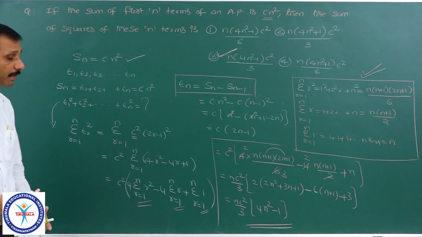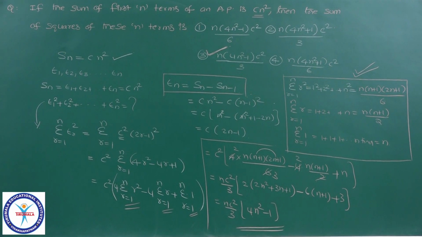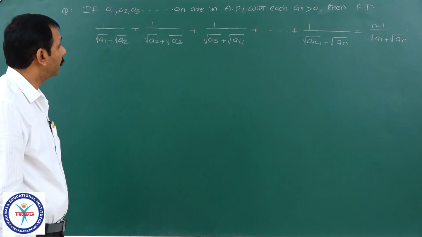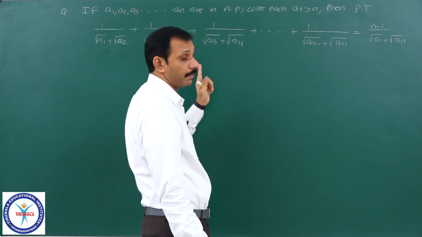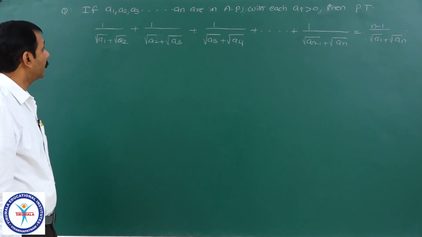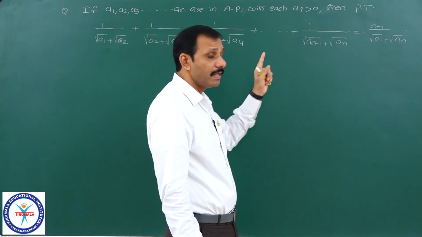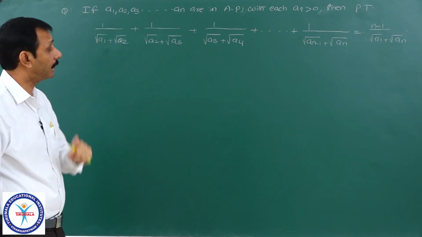We will move to the next problem. Right, another problem, a very important model. Even this one is a previous JEE problem. What is given is A1, A2, A3 and so on An are in AP with each Ai greater than 0, meaning all these terms are positive.